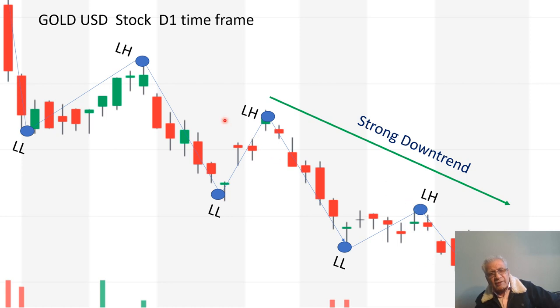And each lower high is lower than the previous one. For example, this is lower than the previous one. This is lower than the previous one. So that is the characteristics of a strong downtrend.